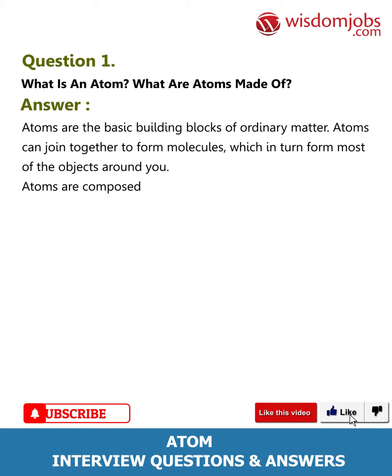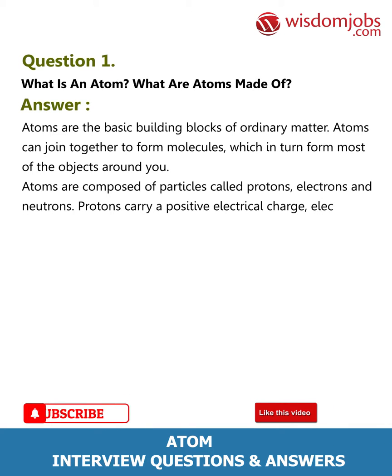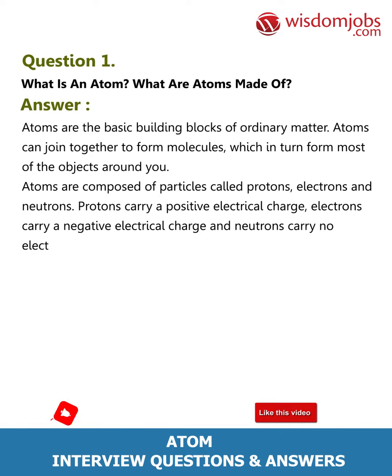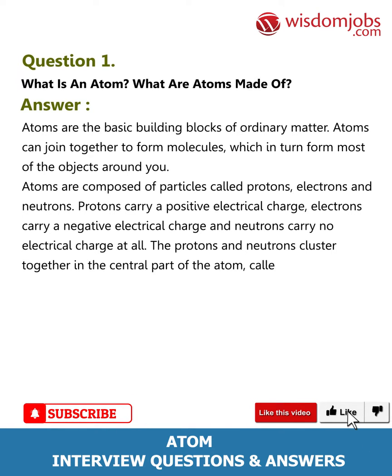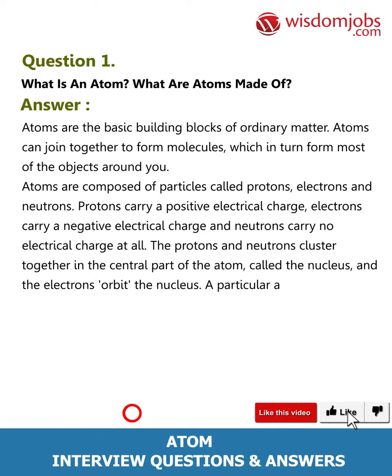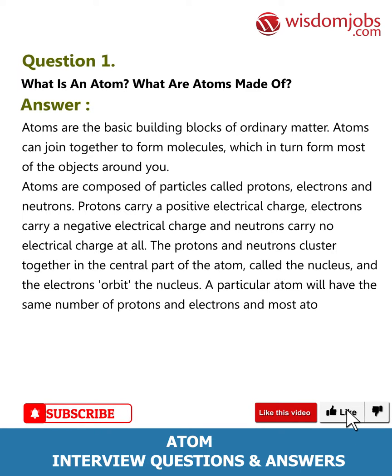Atoms are composed of particles called protons, electrons and neutrons. Protons carry a positive electrical charge, electrons carry a negative electrical charge, and neutrons carry no electrical charge at all. The protons and neutrons cluster together in the central part of the atom, called the nucleus, and the electrons orbit the nucleus. A particular atom will have the same numbers of protons and electrons, and most atoms have at least as many neutrons as protons.